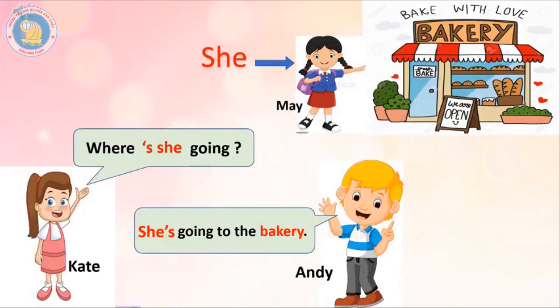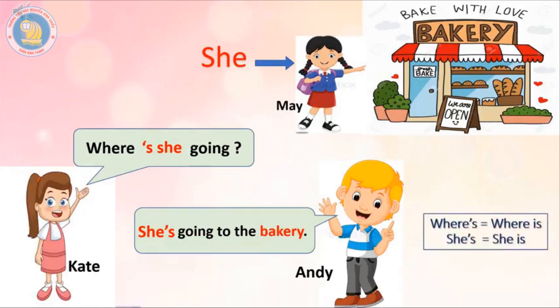Okay, everyone, you remember. If you see a girl, you say she. And the question is, where's she going? And the answer, you say, she's going to the bakery. Okay, you listen and repeat. Where's she going? She's going to the bakery. Again? Where's she going? She's going to the bakery. That's right. You remember. Where's is where is. She's is she is. Correct. Thank you, everyone.